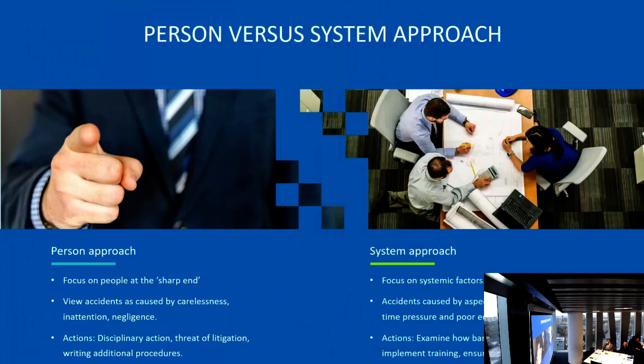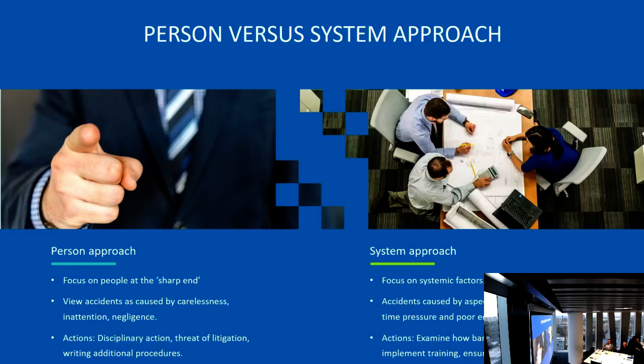So this is basically the comparison of a person versus a system approach. The old style of human factors used to be very much a focus on the people who are on the front lines of an organisation, the people who are doing the job, and they would view accidents as being caused by that person being careless or not paying attention or negligent or taking a shortcut or what have you. And the way they would respond to those errors would be by taking disciplinary action. So essentially, you've made this error, it was your fault, we're going to fire you, end of problem.